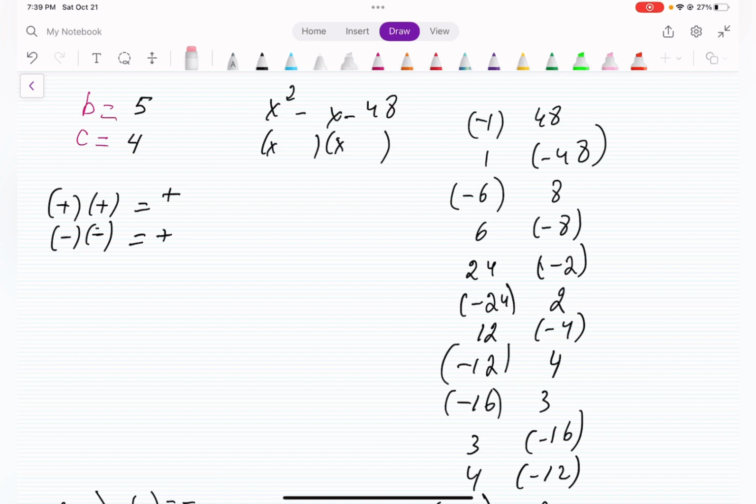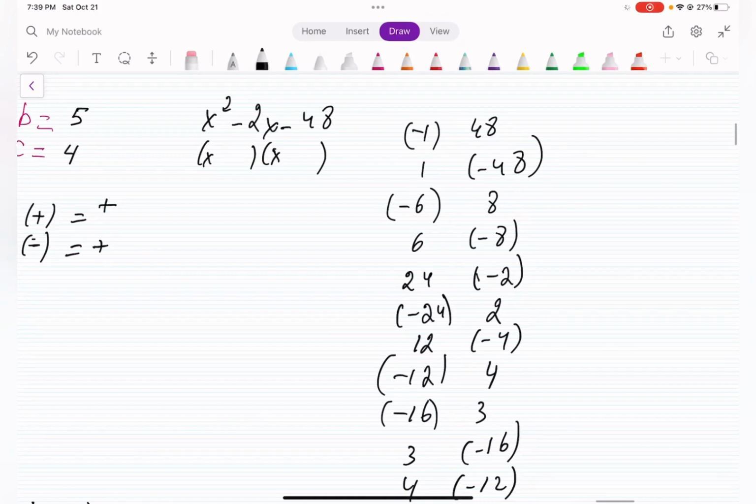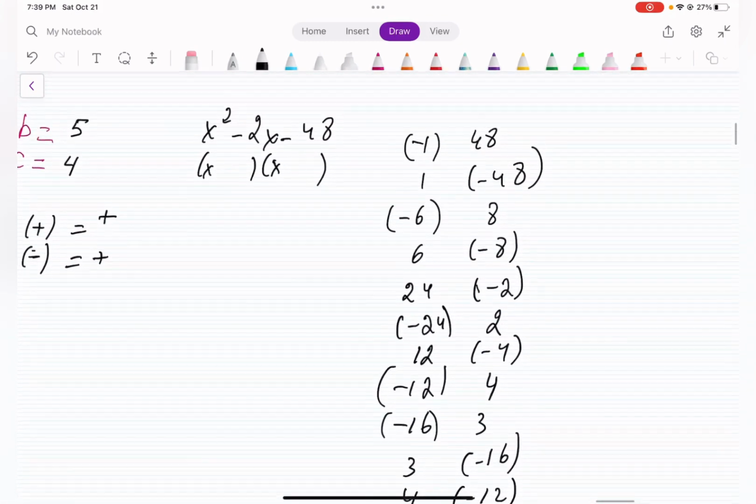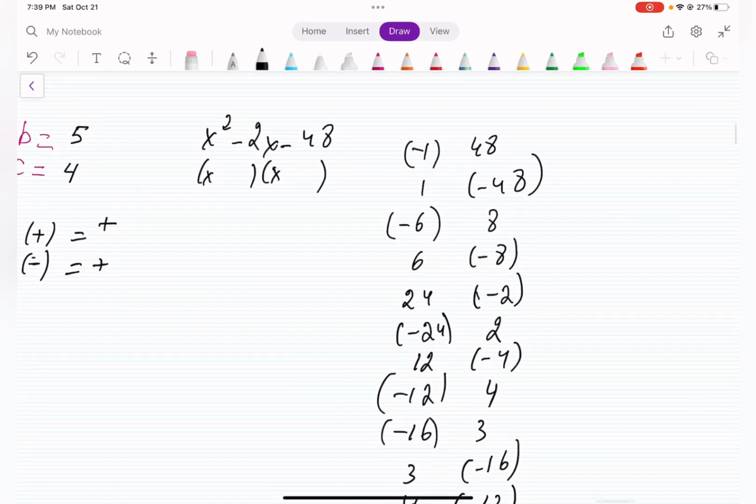Now we can find. So difference has to be 2. Well, let's see which one will give me difference 2. Well, I have it. It's going to be this one. 6 and negative 8. Why I didn't take negative 6 and 8? Because negative 6 plus 8 going to be positive 2, and 6 and negative 8 going to be negative 2.